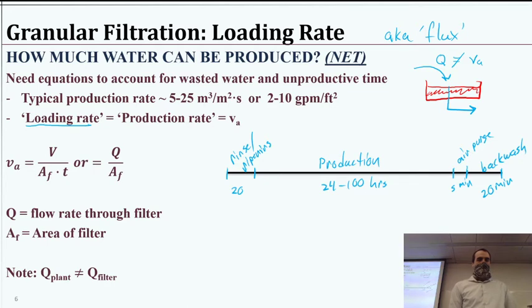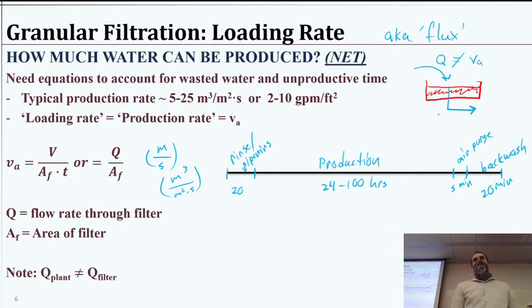So lowercase v subscript a, our loading rate, is equal to the volume of water going through per time, so that's where our Q comes from, divided by the area. So overall, Q over the area. If we're working with meters, this gives us meters per second, or, as shown just above, cubic meters per square meter per second. You can change this to centimeters, minutes, whatever, but these units are representative of what we would normally use, and it's essentially distance per time. That's the speed at which water is traveling through this filter.